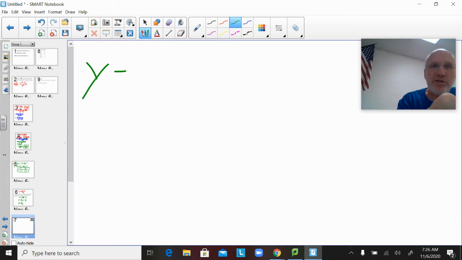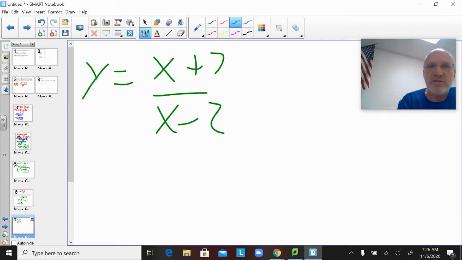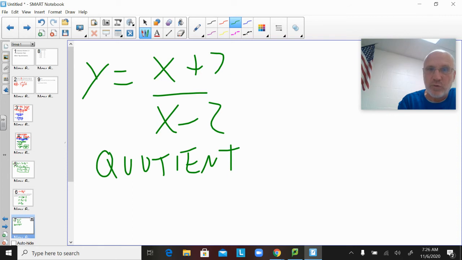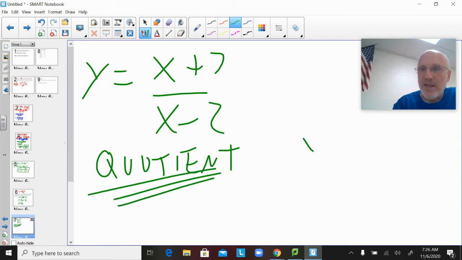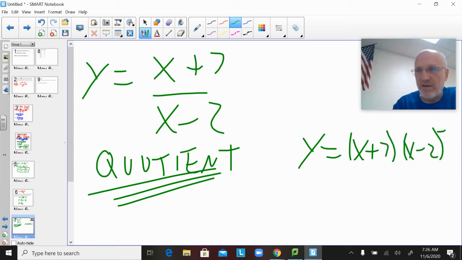Here's what I don't think you should do. If it's x plus 7 over x minus 2, I'm telling you to use the quotient rule. Like that's a perfect quotient rule. You might think, what if I wrote it like this? X plus 7 times x minus 2, the negative first. That is true, that's what that equals.